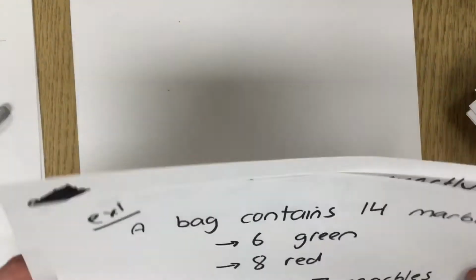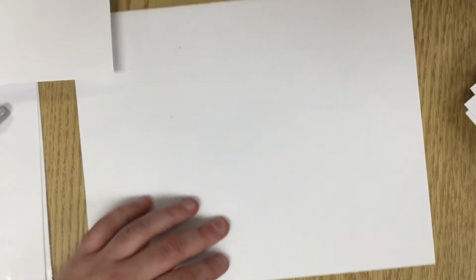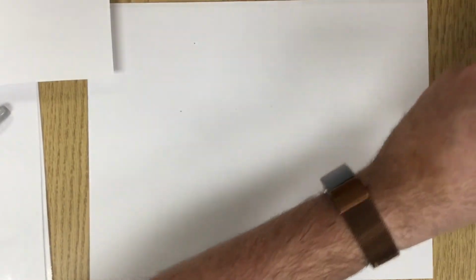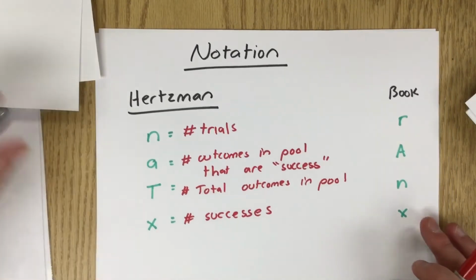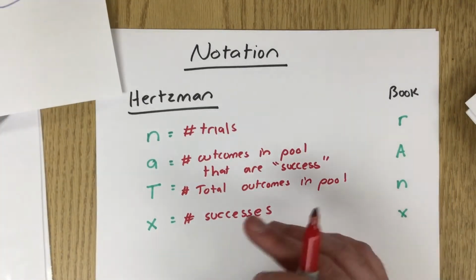Before we turn to a formula, we're going to do a small note on notation. The book uses one set of letters, but I use a different set of letters. If you want to use the book set of letters, that's fine. Truthfully, when I do these problems, I don't even use this formula. I just work it out.